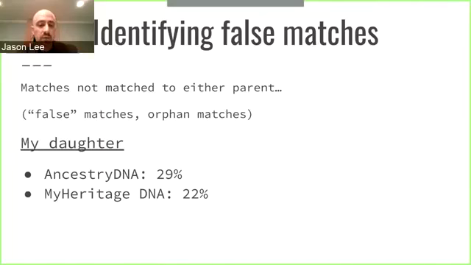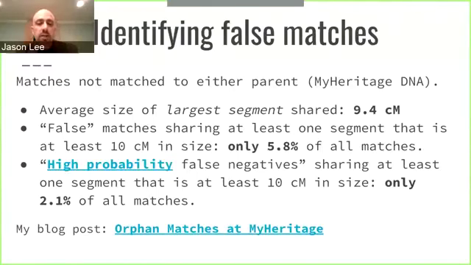I've looked at this with my own family. Specifically, I've looked at this with my daughter, and I found numbers comparable to what others have found. With AncestryDNA, I found that 29% of my daughter's matches are not matched to either parent. And at MyHeritage DNA, the number is a little better. 22% of the matches are not matched to either parent. And again, we can debate this a little bit, but fortunately, MyHeritage provides some good details that allow us to dig a little deeper. I won't discuss this in detail right now because we probably don't really have time. You can follow the link to get into the details.